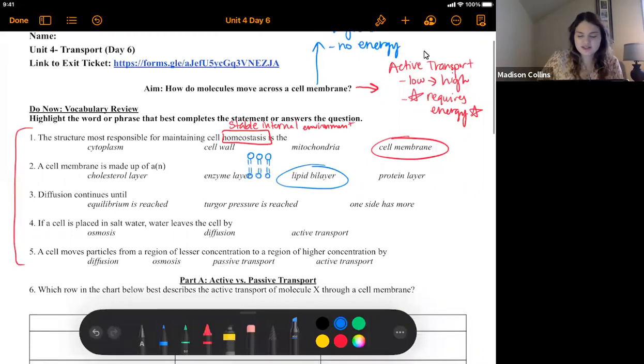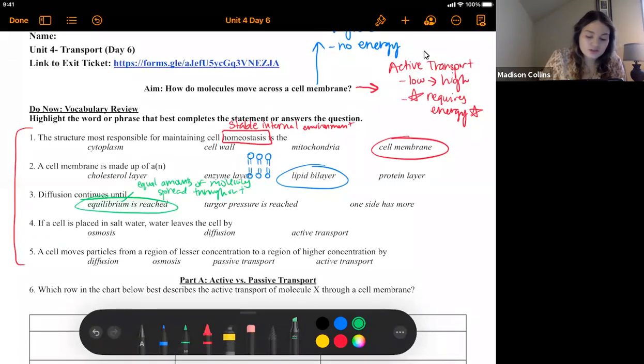Number 3, diffusion continues until, here the answer is equilibrium is reached. Remember when we're talking about equilibrium, we're talking about equal amounts of molecules or equal concentrations of molecules found on both sides of the membrane. Okay, so equal amounts of molecules spread throughout. Remember the word equilibrium looks a lot like equal, right? So that's an easy way to remember it. Talking about equal amounts of molecules spread throughout that surface.